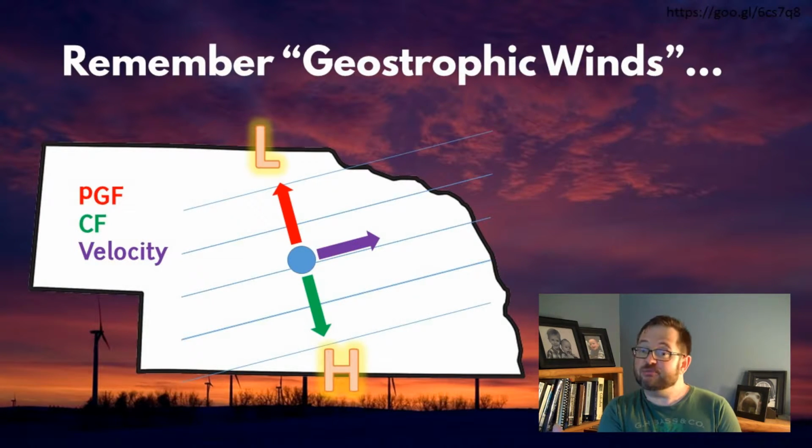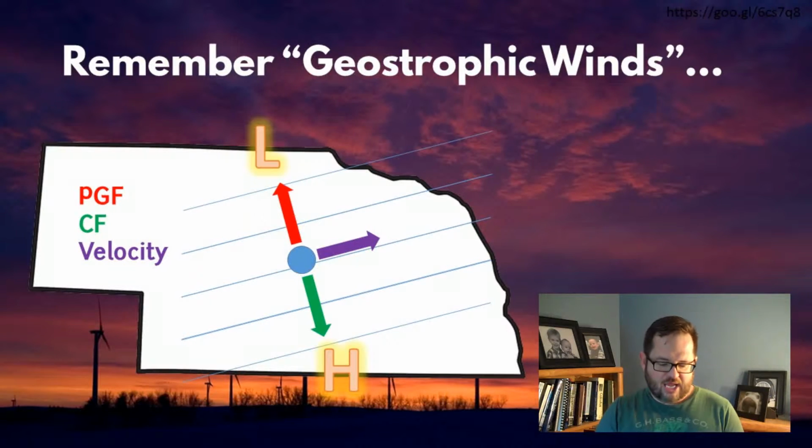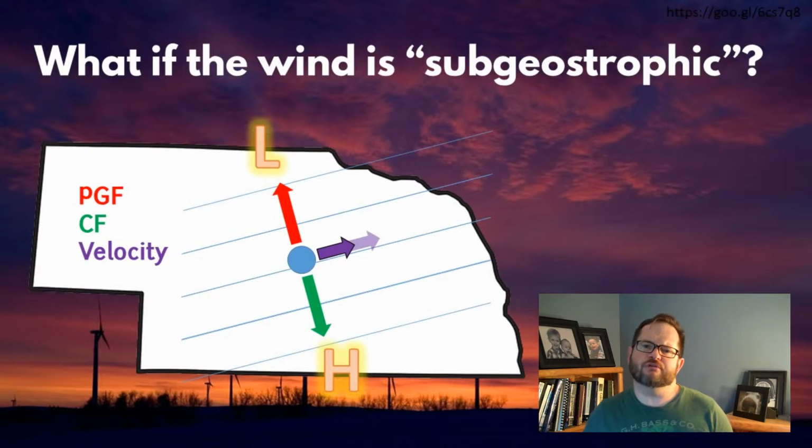I have the wind vector because it's geostrophic. That is, we're up in the free atmosphere or something like that. That wind vector is purple, and it is parallel to the isobars with low pressure to its left and higher pressure to its right. And then the Coriolis force vector, which is green, has to be 90 degrees to the right of the velocity vector, and it is equal and opposite to the pressure gradient force, so that the two forces add up to 0. Alright, what if the wind is subgeostrophic?